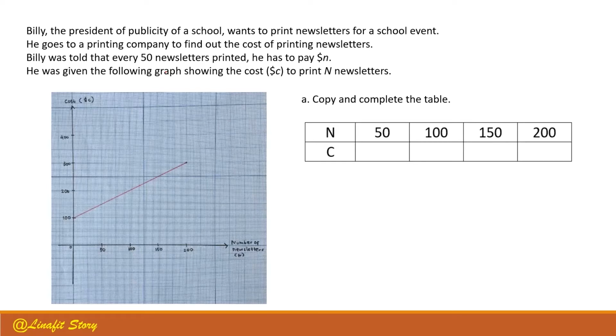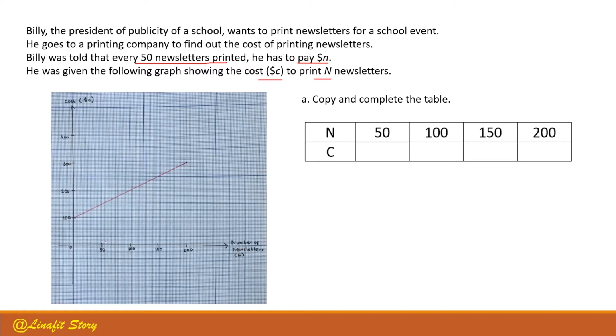Billy, the president of publicity of a school, wants to print newsletters for a school event. He goes to a printing company to find out the cost of printing newsletters. Billy was told that every 15 newsletters printed, he has to pay N dollars. He was given the following graph showing the cost $T to print N newsletters. Question A, copy and complete the table.